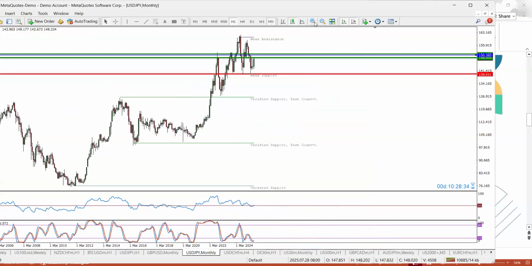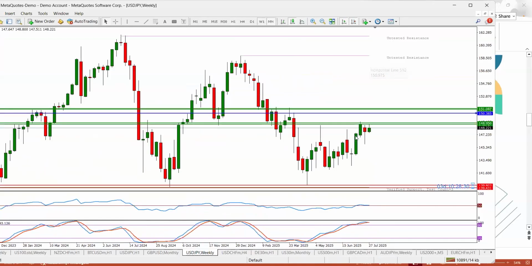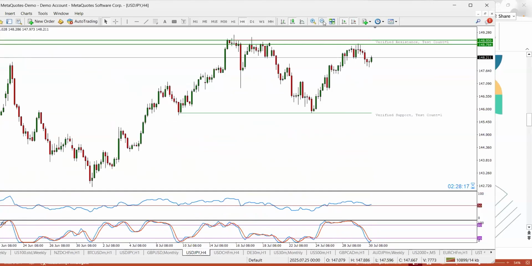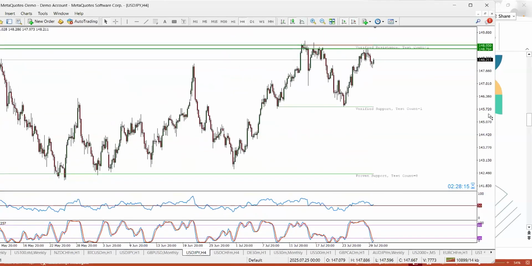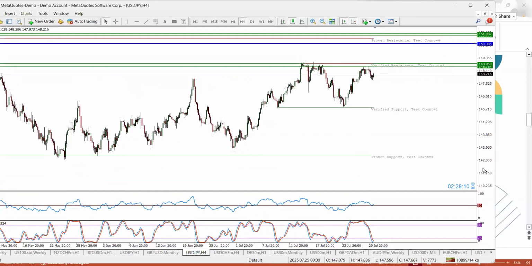Now look at how the thing looks here. This is how it looks on monthly time frame. On weekly time frame, it looks like this. On daily, this is how it looks, right? You can see how clean my chart is. On 4 hours, this is how it looks. Like I said, now look at what is happening here on 4 hours.